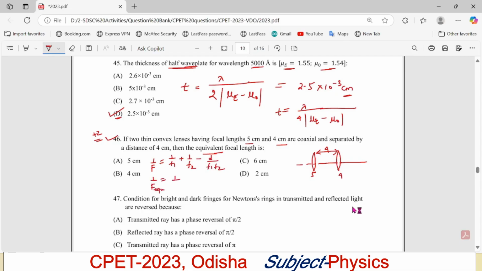1 by 5 plus 1 by 4 minus the distance or separation between the two lenses, which is 4, by 5 into 4. You just solve it and you will find the equivalent focal length is equal to 4 centimeter. You just solve it in your rough. So option B is your correct answer.